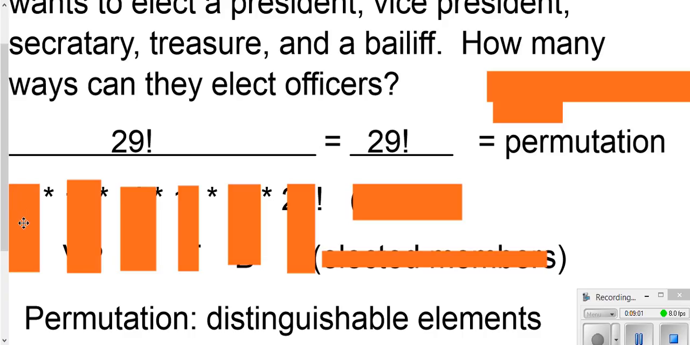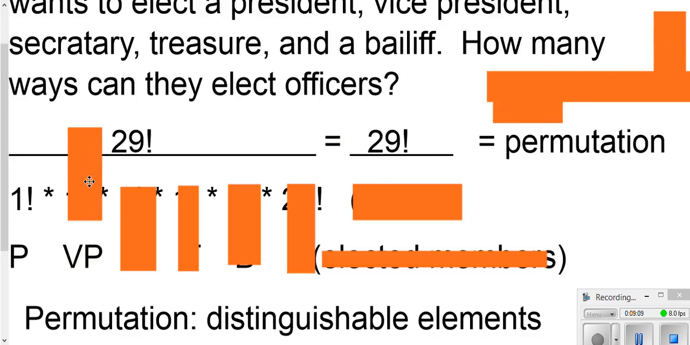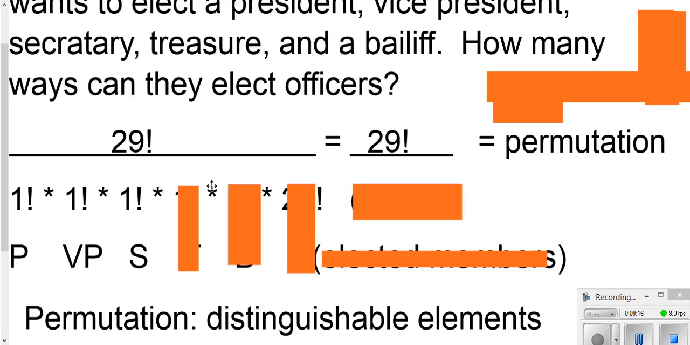So we have your president. President showing up once. So just like in the last one, when it showed up once, it's 1 factorial. Vice president showed up once, 1 factorial. Same with the secretary and the treasurer and the bailiff. Now, we have 1, 2, 3, 4, 5 items that have been taken out.